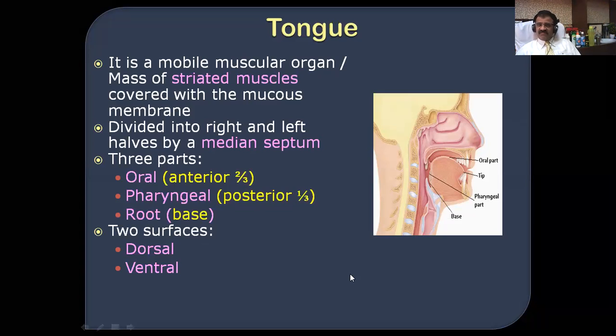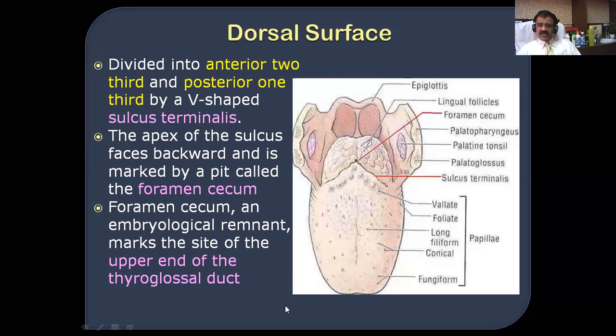And it has two surfaces. Dorsal means upper surface and ventral means lower surface. Anatomy of the tongue is very, very essential for the purpose of exams. Many times questions are posed on the tongue. Now let us understand the dorsal surface of the tongue.